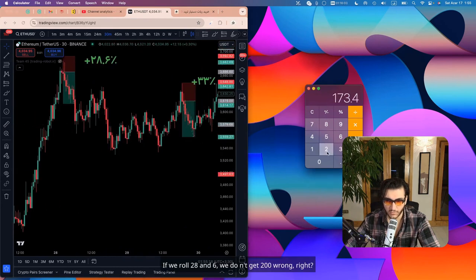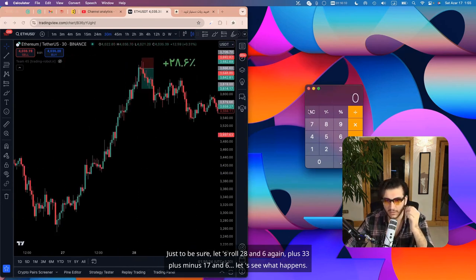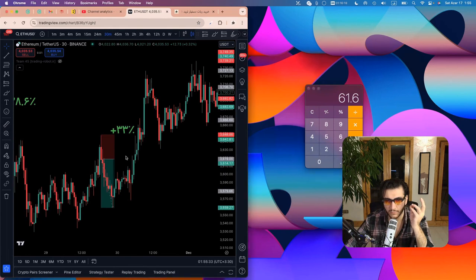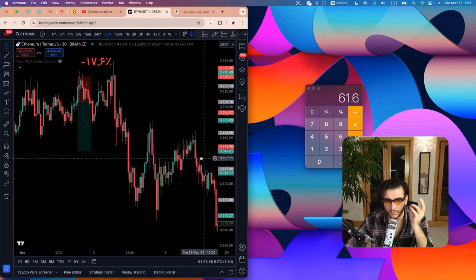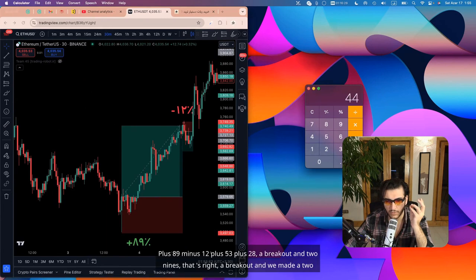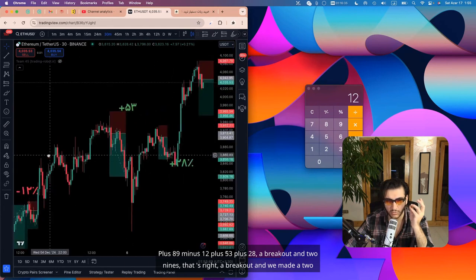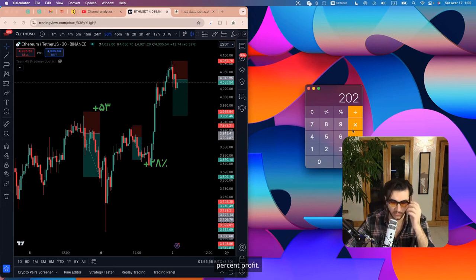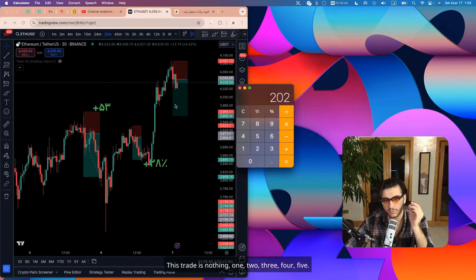If we roll 28 and 6, we don't get 200 wrong, right? Just to be sure, let's roll 28 and 6 again, plus 33 plus minus 17 and 6, plus 89 minus 12 plus 53 plus 28. That's right, and we made a 202% profit. This trade is nothing.